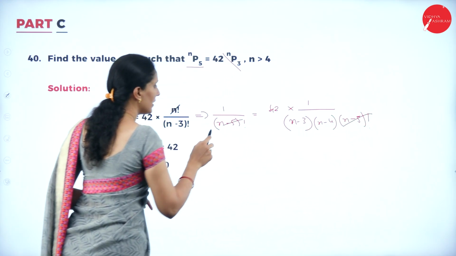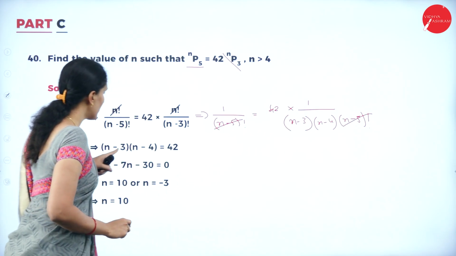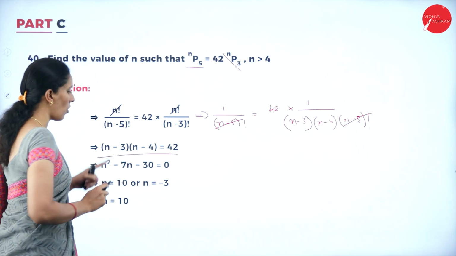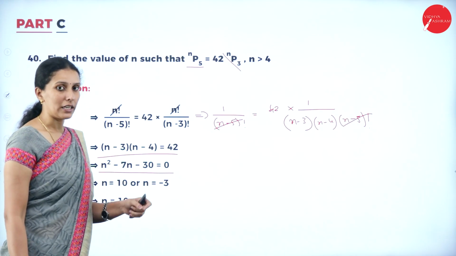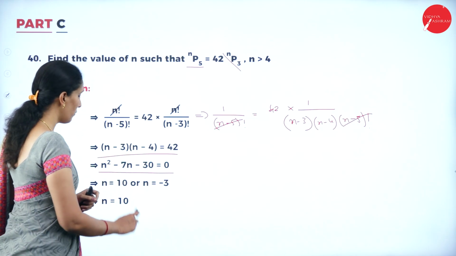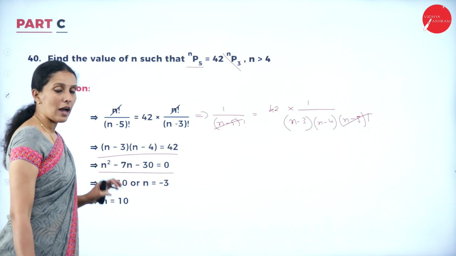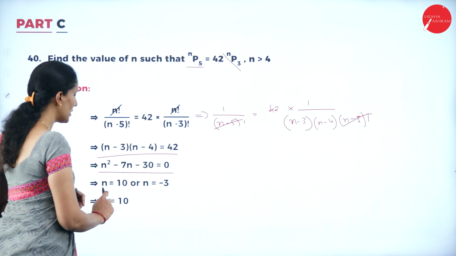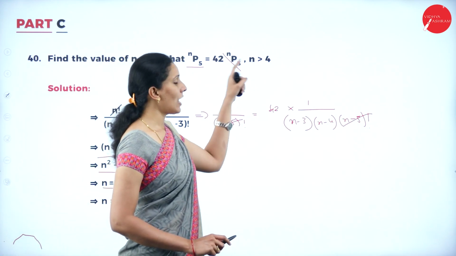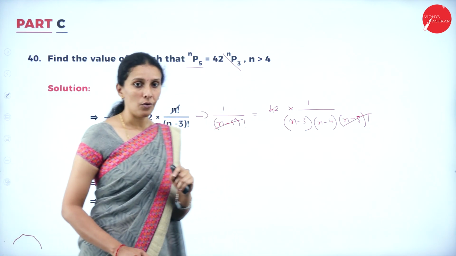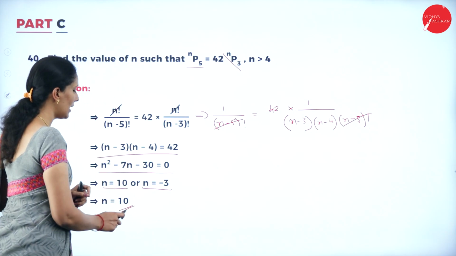So you can cancel these two. Then you can shift n minus 3, n minus 4 here, which is equal to 42. On solving, you will get the equation n square minus 7n minus 30. Again splitting the middle term, we get the factors, and after solving it, we get n equal to 10 or n equal to minus 3. But we have to choose the value of n which is greater than 4. Hence, the value of n is 10 here.